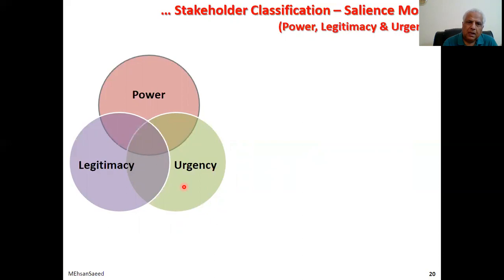The fundamental about Venn diagrams is that the circles representing these elements cut each other or overlap each other. And those overlaps have certain meanings. For example, look at this overlap. This means the stakeholders falling in this overlap will have both legitimacy and they will have power to influence. They will have power to reward, power to punish, or power to create hurdles.